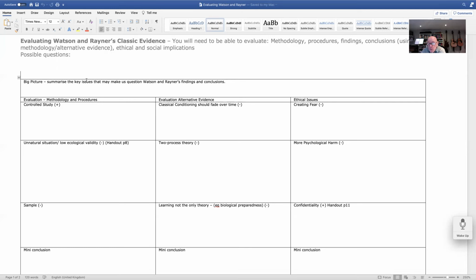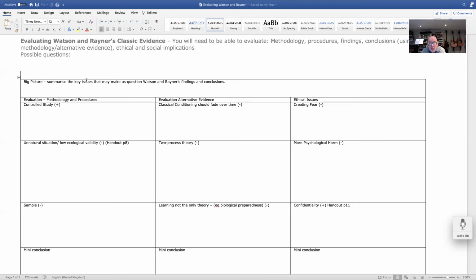Okay, so if you were doing that as part of a big essay, you would come to a mini conclusion as a result of those. You need to come to a balanced view at the end of that first column about whether you think the methodology and procedures were good and were good enough for us to accept the research as valid.